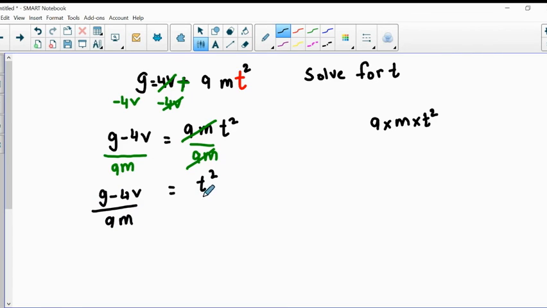I want to have t by itself, and I want to get rid of square, and the opposite of square is square root. So I take a square root of both sides. So the square root and square on the right side will cancel, and I will have t by itself. So t is equal to square root g minus 4v over 9m.